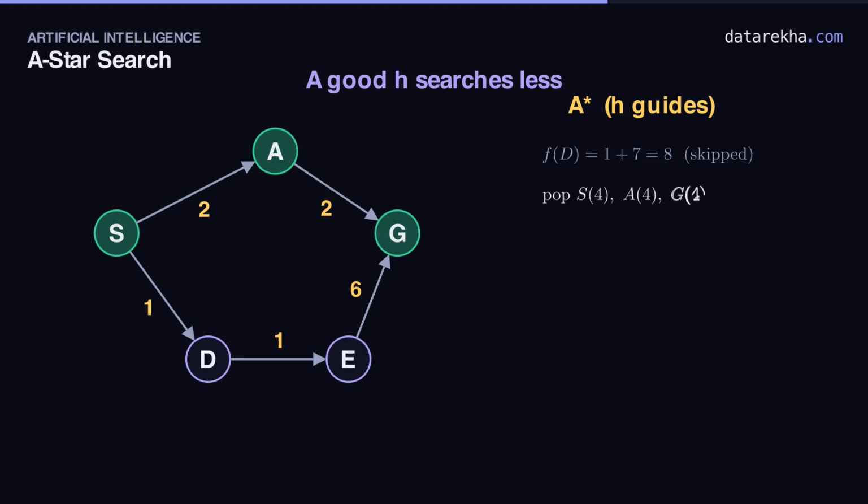Now A star with an honest heuristic. From S, the detour node D has a big h of 7. Its f is 1 plus 7, 8, while A's f is only 4. So A star never touches D or E at all. It pops just S, A, G, 3 nodes, straight to the answer. 5 nodes versus 3 for the same optimal path. The sharper your admissible heuristic, the more of the graph A star can safely ignore. The guarantee of uniform cost search at a fraction of the work.